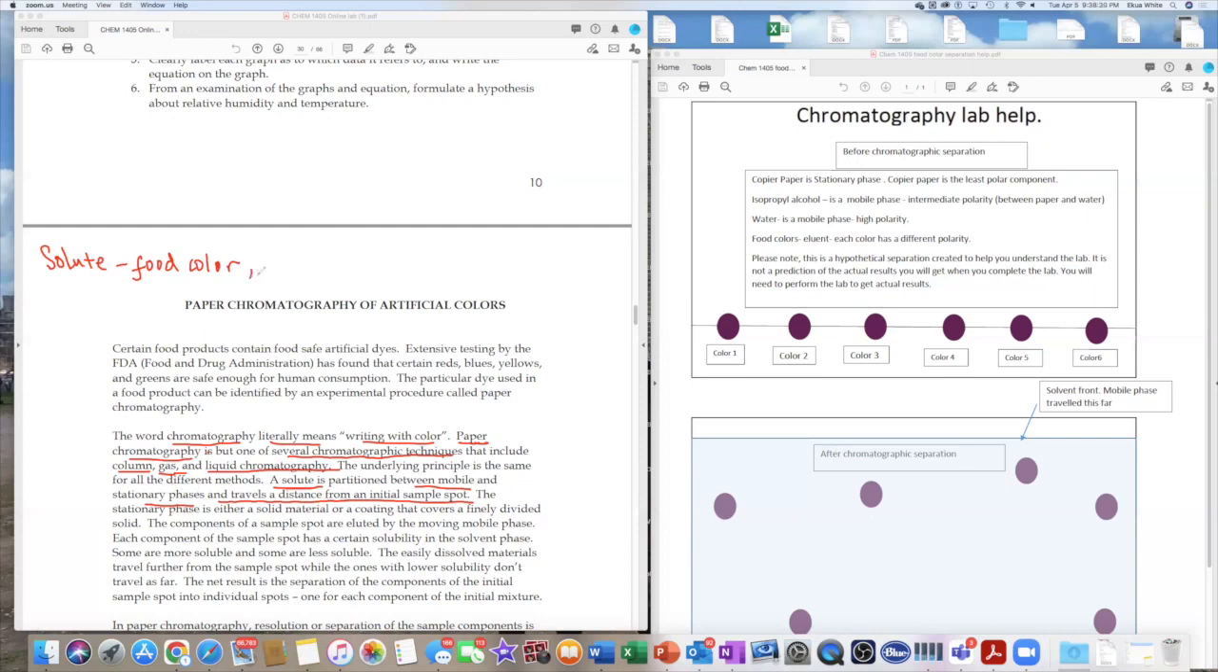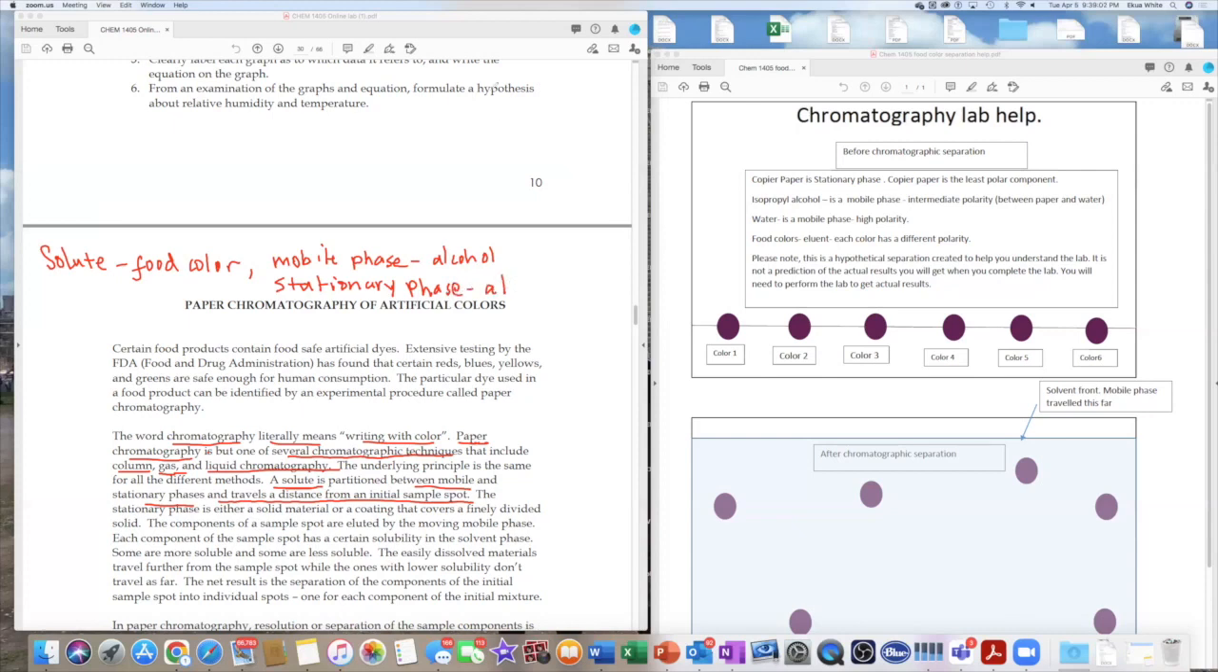So let me write what the mobile phase is. Mobile phase, the first one is going to be, I think, isopropyl alcohol. So this would be your alcohol. That's the liquid that you place the paper in. And then the stationary phase, this is going to be your paper. Stationary phase, okay? So to kind of go off script, to give you the bottom line.